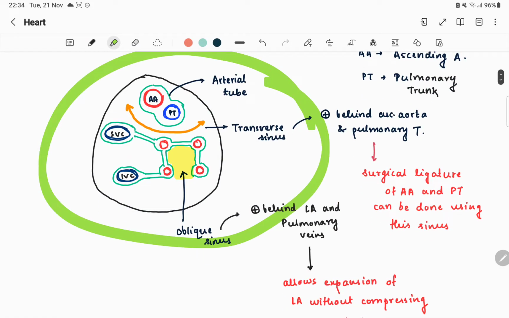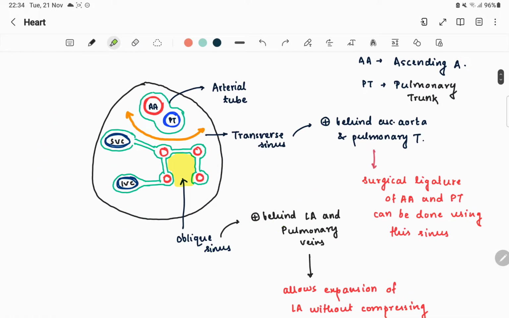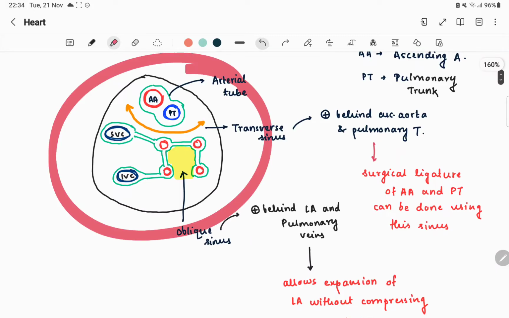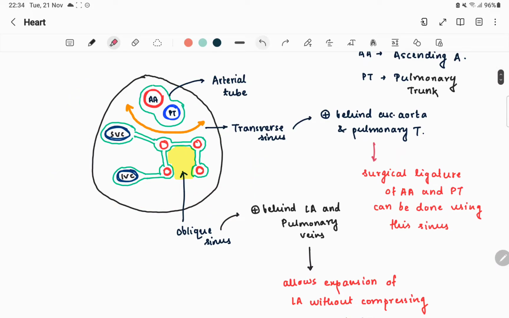So here is our schematic structure. Of course, we discuss schematic structures because they are very easy to draw and reproduce. So here we have the structure of the heart. Here is our artery, this is called the arterial tube. Here is the ascending aorta, and here is the pulmonary trunk.